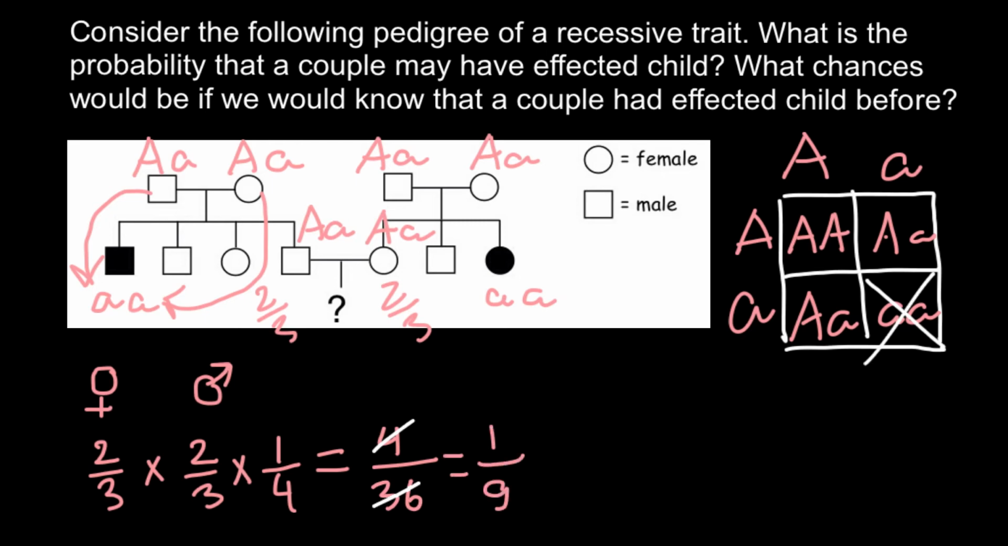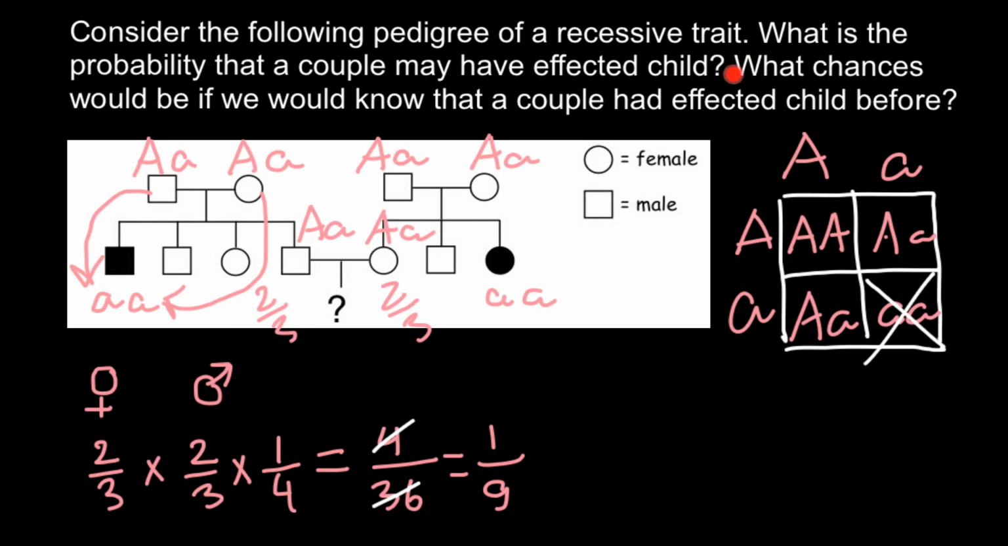So this is going to be our answer to the first question. This couple has a probability to have an affected child which equals 1/9. And if you need an answer in percentage form, you have to divide 1 by 9 and then multiply by 100, and you would get the answer in percentage form. So this is the answer for the first question.